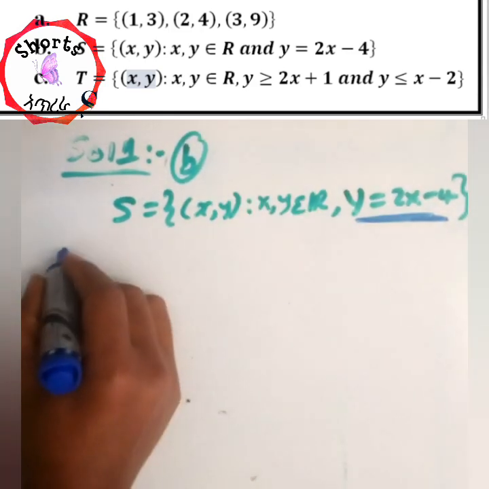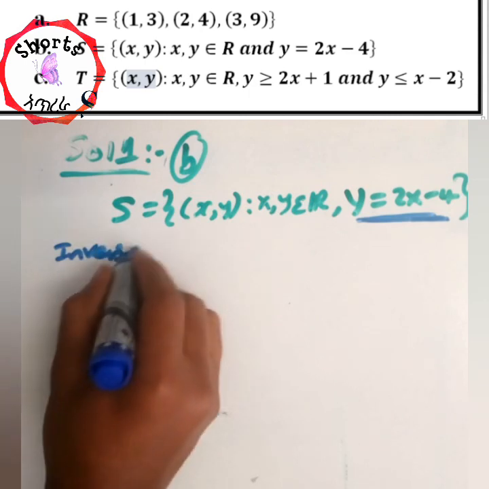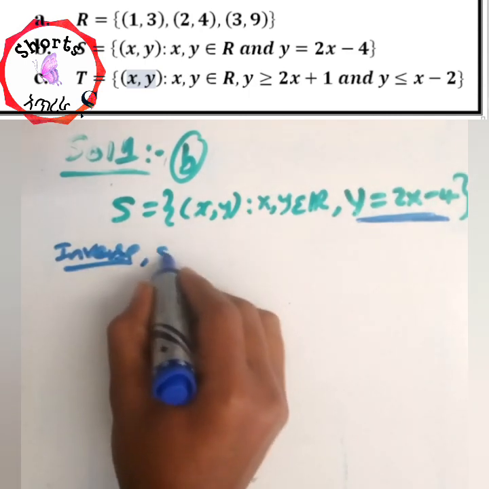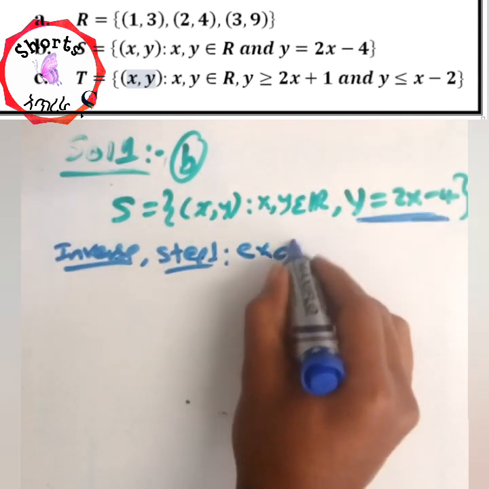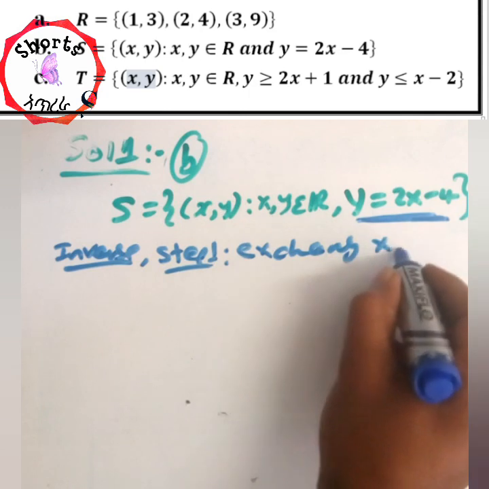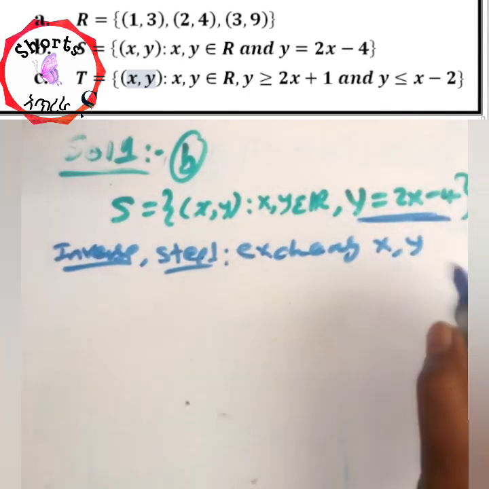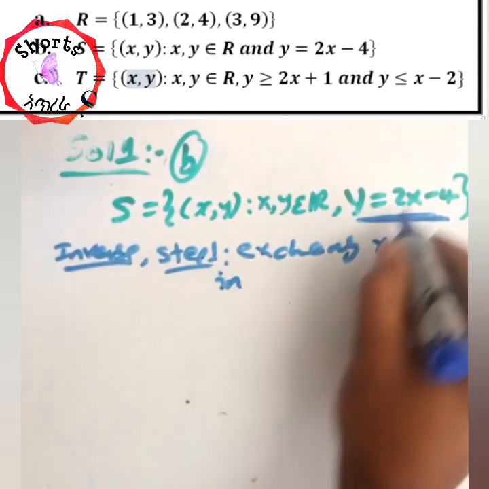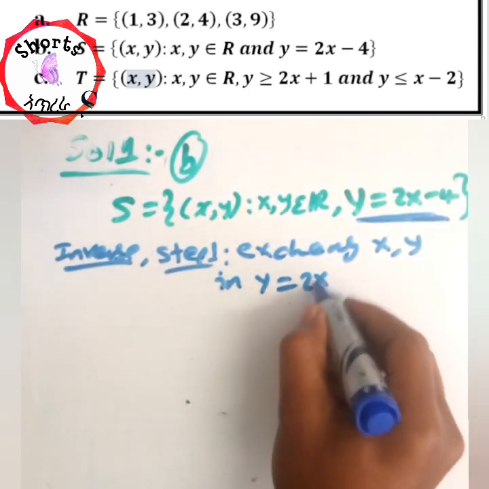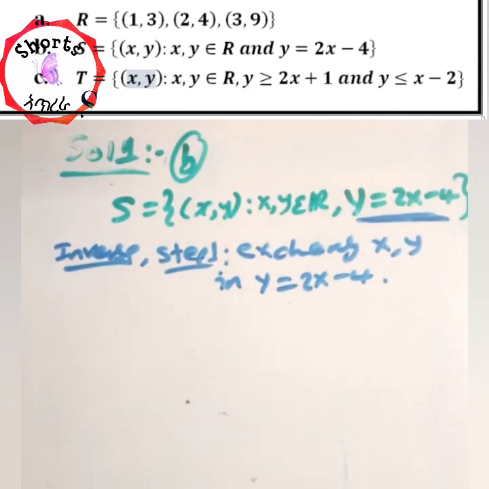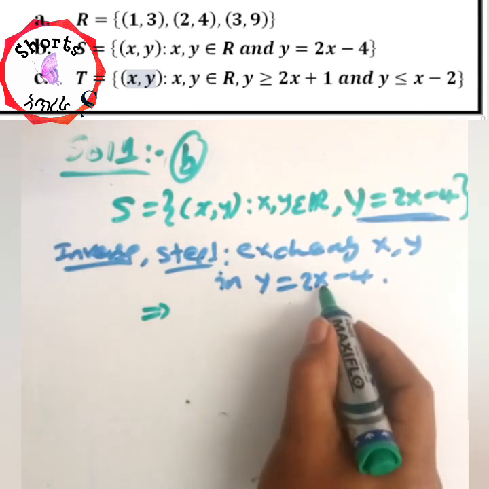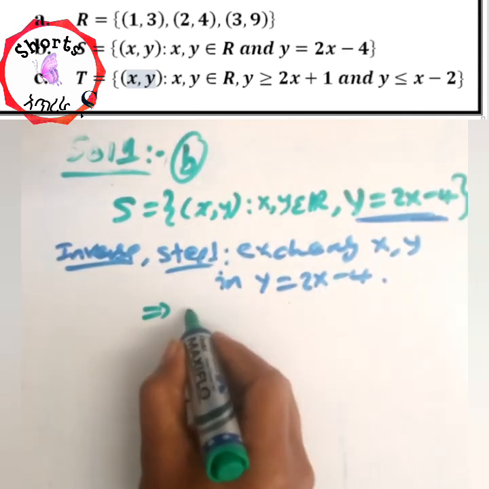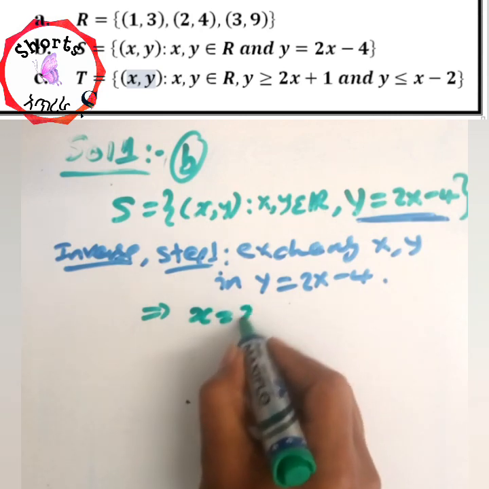To find the inverse, the first step, step 1, is to exchange x and y in y is equal to 2x minus 4. Therefore, in place of y we write x, and in place of x we write y. This implies x is equal to 2y minus 4.